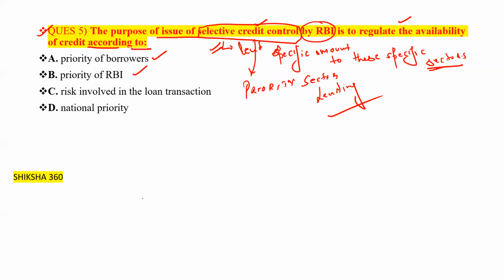First one here basically that is priority of borrowers. Second one here that is priority of RBI. Third one here basically that is risk involved in the loan transaction. Fourth one here basically that is national priority, clear.